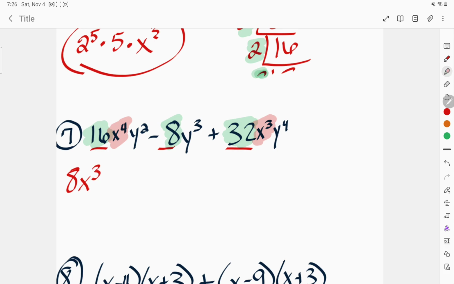Okay, so then your last one is y to the 2nd, y to the 3rd, and y to the 4th. So again, all three of them have a y, so we're going to factor it out. We are going to factor out y squared because the square is the smallest.